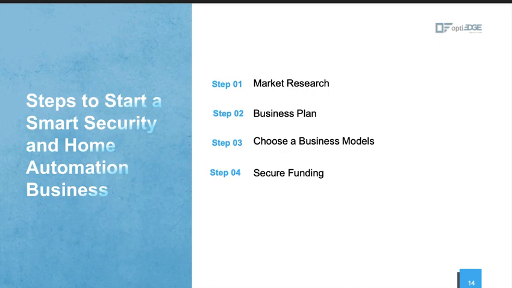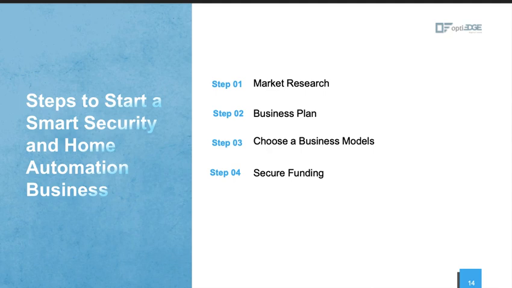Welcome back to this training on maximizing the opportunities in smart security home training. Now we're going to be talking about the steps to start a smart security and home automation business. And in this topic, we're going to look at four critical steps to take.